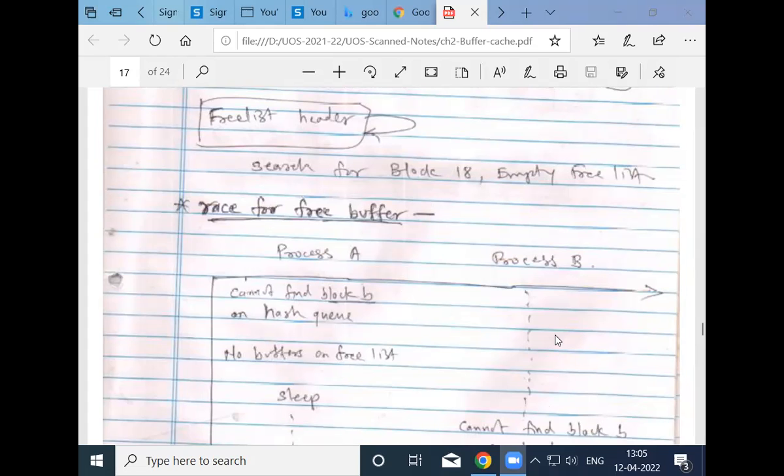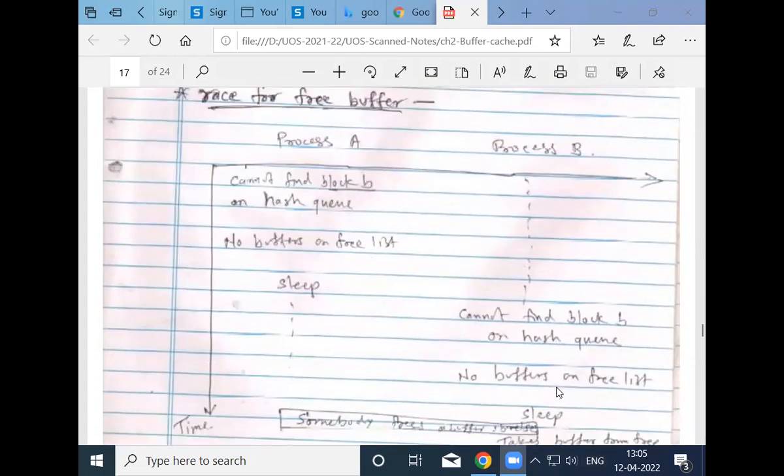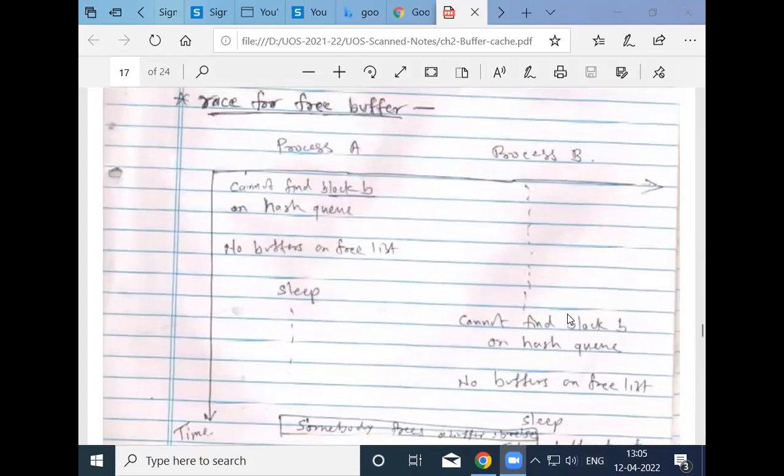पण थोड्या वेळानंतर कुणीतरी कुठला तर बफर रिलीज केला, तर प्रोसेस बी नं काय केलं, त्या बफरला, for example 4, रिलीज केलं. So what process B has done, process B has renamed 4 by 18 and using that buffer. म्हणजे थोडक्यात एवढंच सांगायचंय की प्रोसेस बी ए च्या नंतर सिस्टीम मध्ये आली असली तरीही बफर प्रोसेस बी ला दिला गेला.